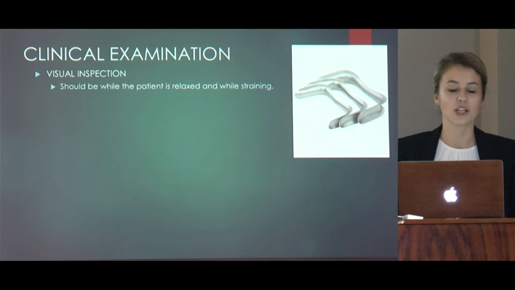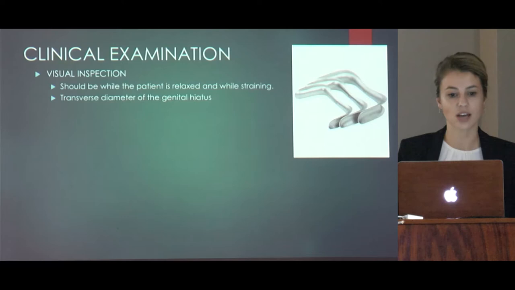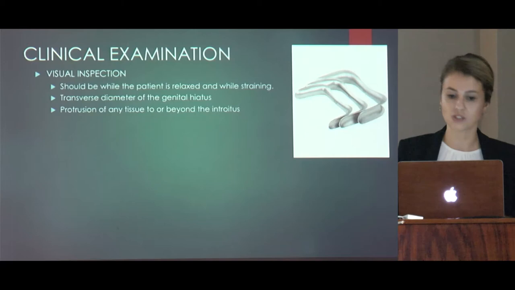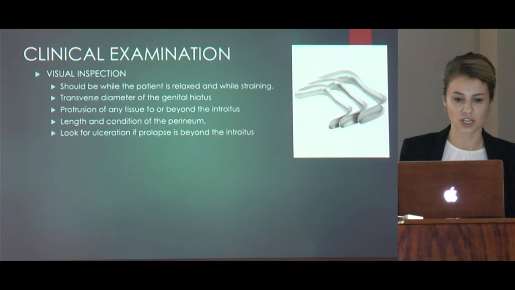It should be done while the patient is relaxed and while the patient is straining. You should look at the transverse diameter of the genital hiatus. You should look at protrusion of any tissue to or beyond the introitus, or procidentia. You should look at the length and the condition of the perineum, and then look for ulceration if prolapse is beyond the introitus. Then you do your speculum.